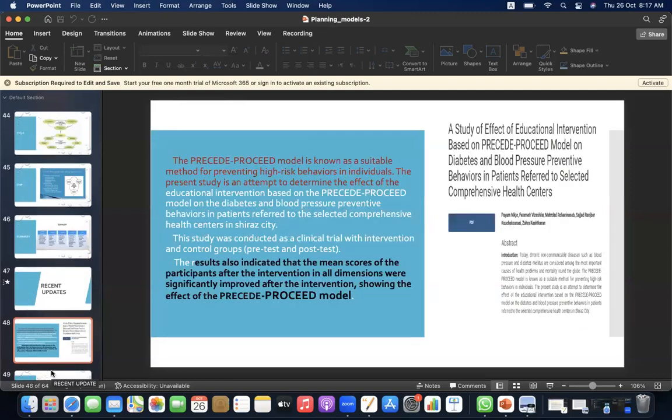Time for the recent updates. A study of the effect of educational intervention based on the PROCEED model on diabetes and blood pressure preventive behaviors in patients referred to selected comprehensive health centers.